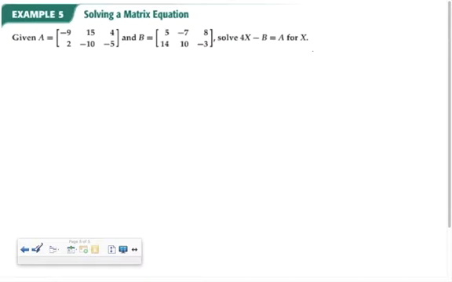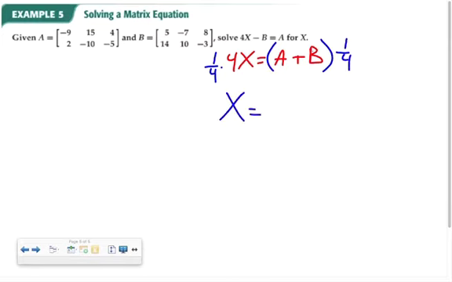Finally, I'm solving a matrix equation, so I know that 4 times the matrix X minus B will equal A. So let's get matrix X by itself. 4X is going to equal matrix A plus matrix B. And how would I get rid of that 4? I would multiply both sides by 1/4. So matrix X is equivalent to matrices A plus B multiplied by a scalar of 1/4.